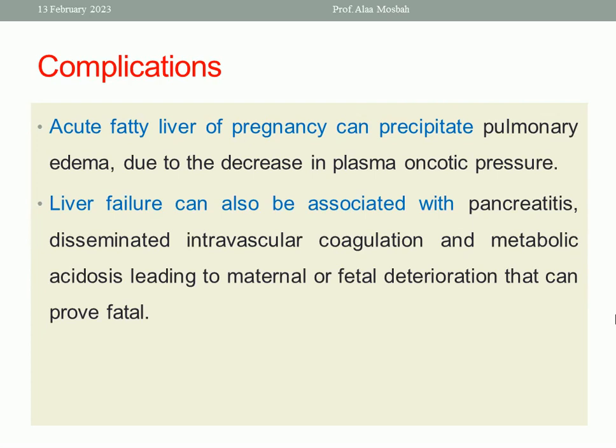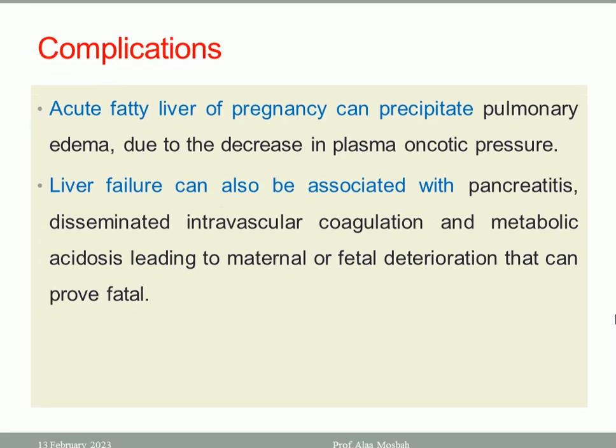Complications of acute fatty liver of pregnancy can precipitate pulmonary edema due to decrease in plasma oncotic pressure. We have hypoalbuminemia and decrease in plasma oncotic pressure. Liver failure can be associated with pancreatitis, DIC, metabolic acidosis leading to maternal or fetal deterioration that can cause fetal death and also maternal mortality.